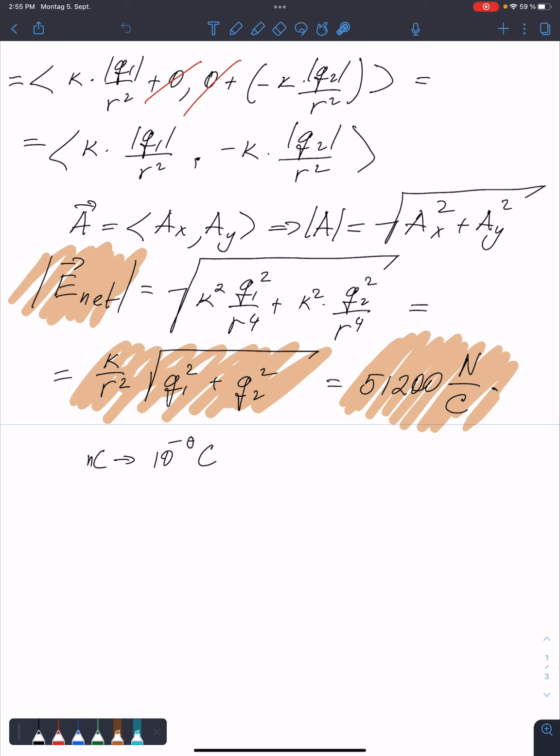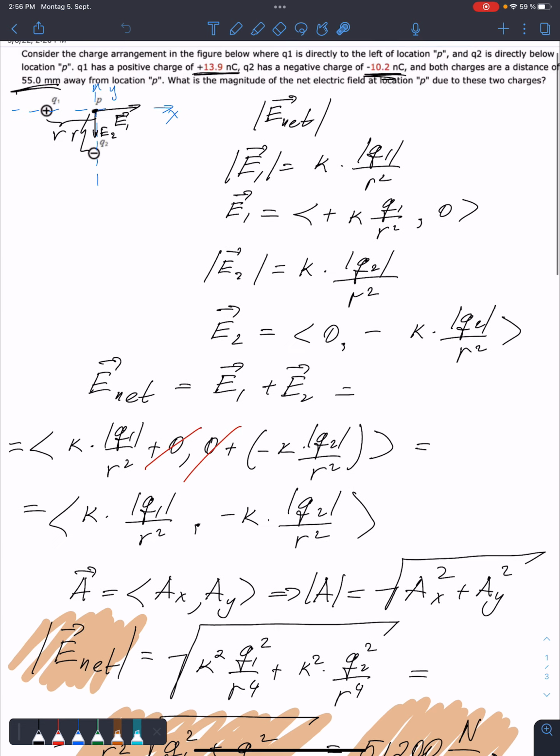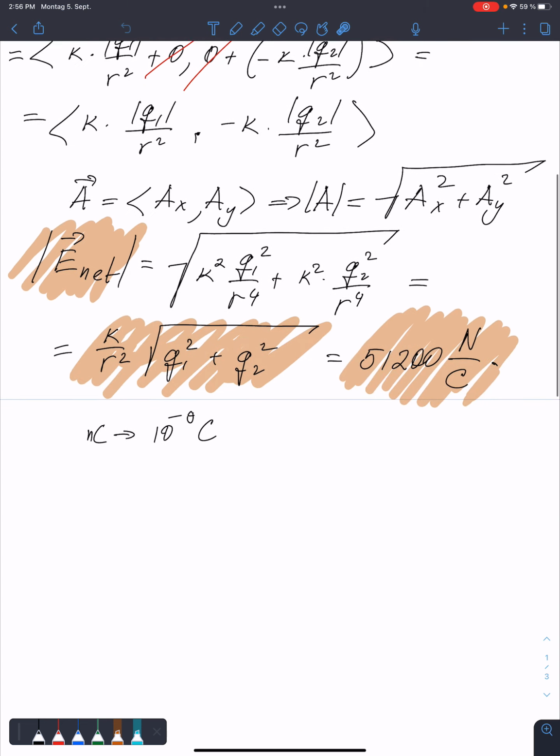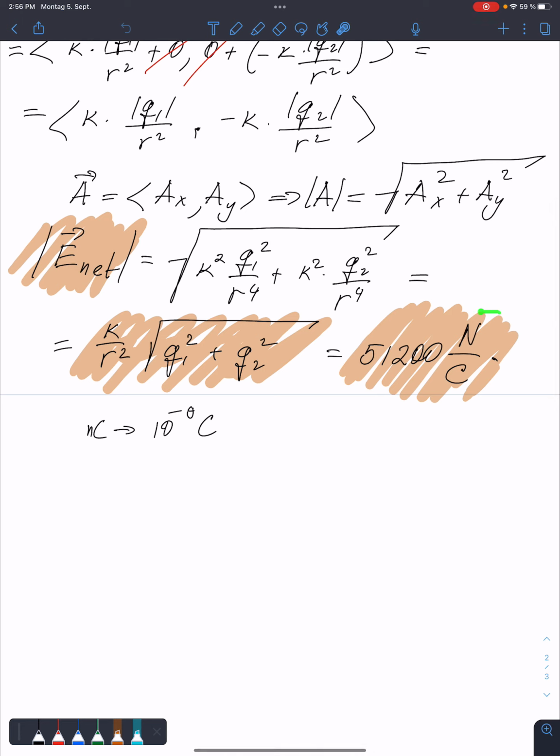Of course, at any stage of this process, you can substitute the numbers and work with just the numbers. I prefer to work in this notation, but it's up to you. You need to remember that a nanocoulomb is 10 to the negative 9 coulomb, and you also need to convert millimeters to meters, so 55 millimeters is 55 times 10 to the negative 3 meters. Once you do this conversion and substitute all the numbers, you obtain this result approximately. Please cross-check me. This is 51,200 newtons per coulomb.